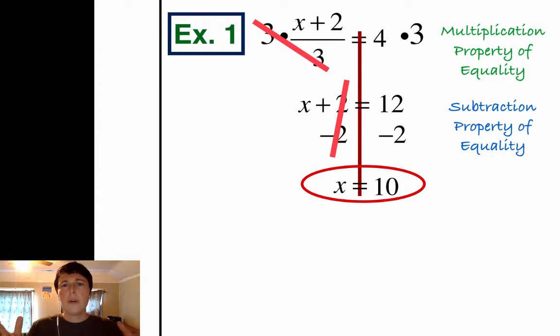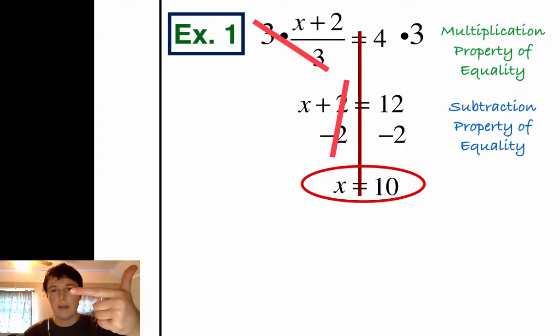Now, your work on your paper should look kind of like mine. You should have that line down the equal sign. You should be showing each step as you go, not cramming all the steps into one step. You want to be organized in your work. Let me remind you that those properties are what make it a two-step problem. So we have the multiplication property of equality, and then we have this subtraction property of equality. And those two steps are one of the reasons we call this a two-step problem.